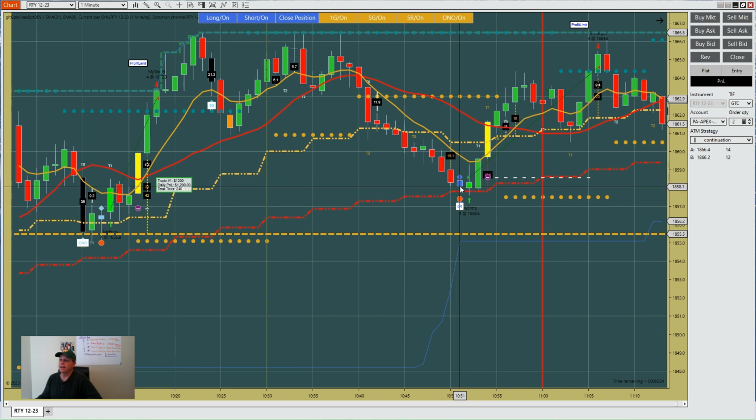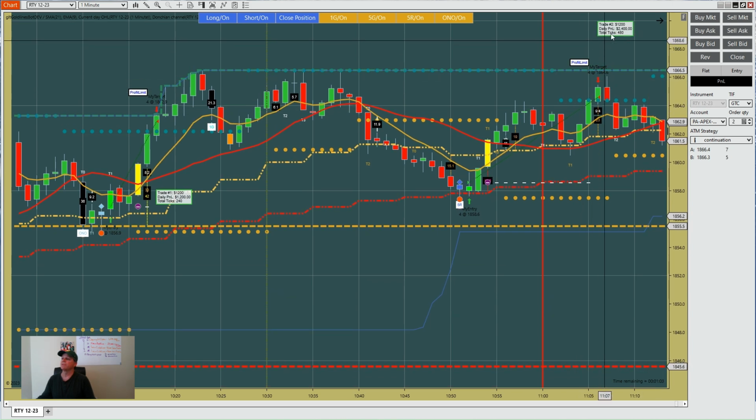It created a nice small candle right there on that 5-minute gold line. Long is the break of that candle to the long side. Wham. Here's your break even. Here's your target. I think that one was 60 also. Yeah, that was another 60 ticker right there. So 60 ticks. Boom. Almost back to the daily high.